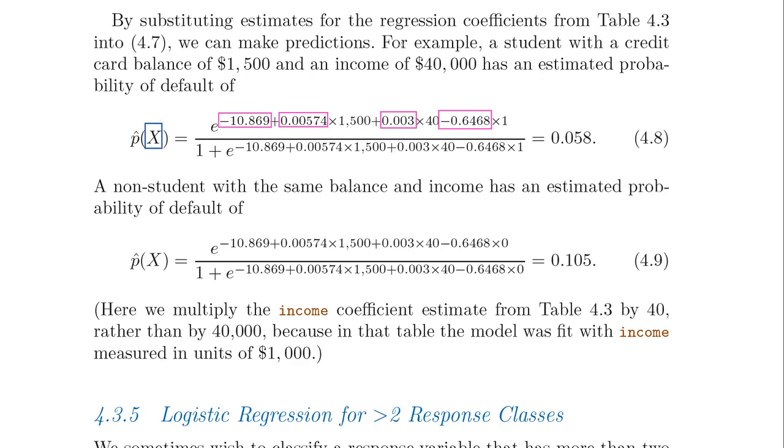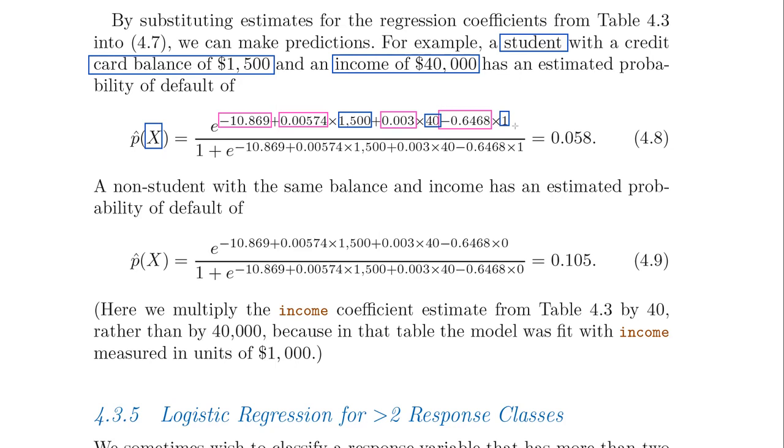And this vector is going to be what? It's going to be a credit card balance of 1,500 and an income of 40. So I think this is measured in thousands. And a student. So this specific model now is looking at three predictor variables, so it needs three inputs to make any predictions.